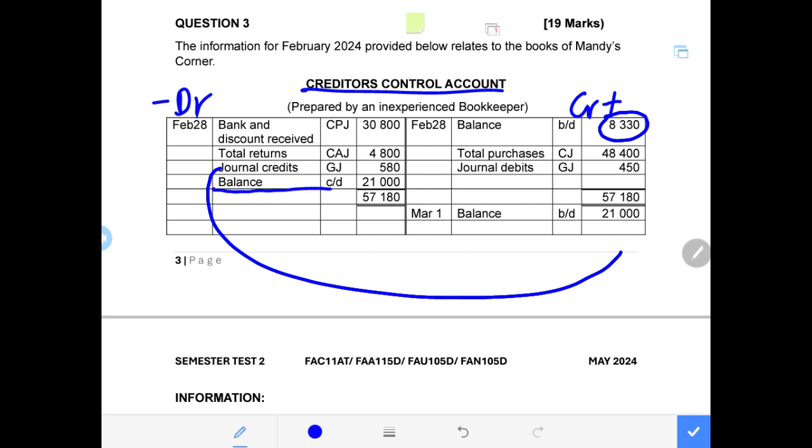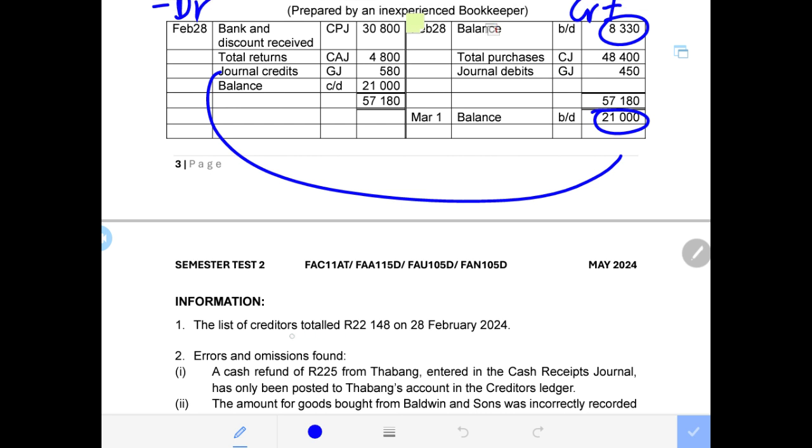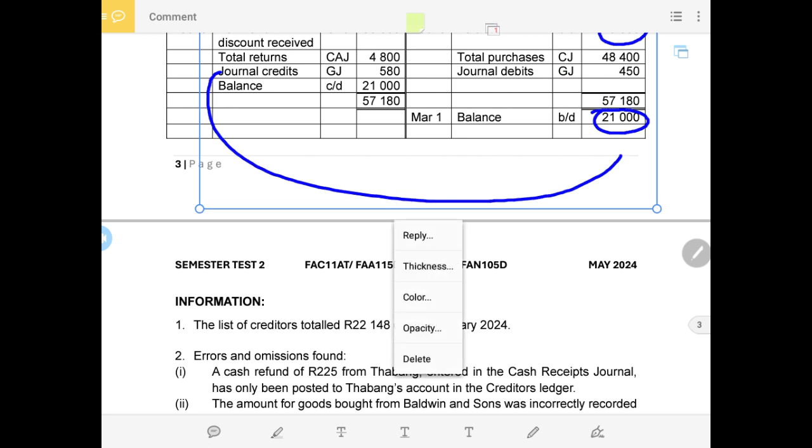Don't worry about the balance. We will reconcile the balance. This balance of 21,000 is incorrect. Why is it incorrect? Because it is not aligned with the total list of balances of creditors at the same period. We have 22,148 under our list of creditors, which is supposed to be the same as our creditors control, because creditors control will record all the creditors under one account, and a list of creditors will record them separately. So we can see that these two are not aligned. That is what our agenda is about, reconciling these two.